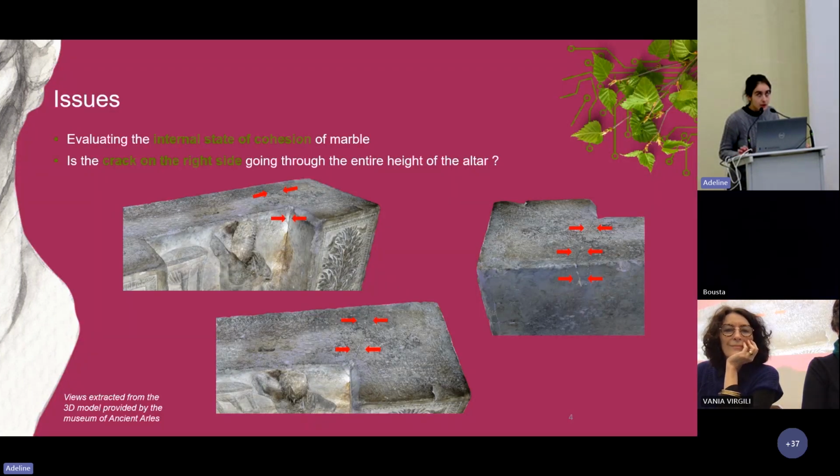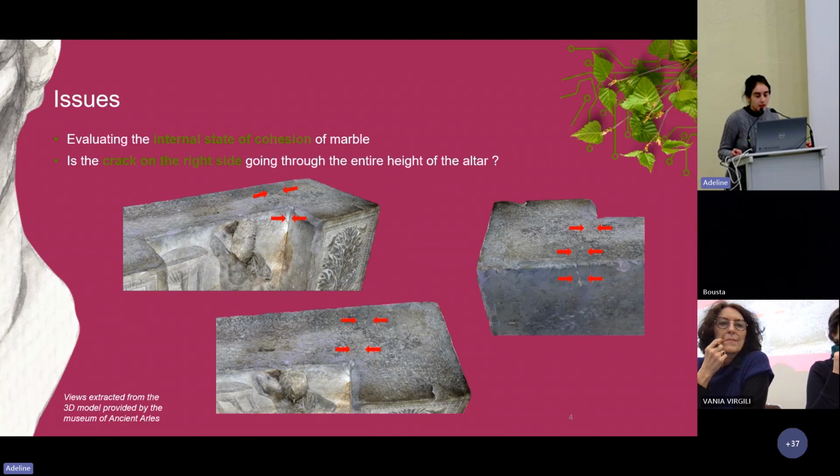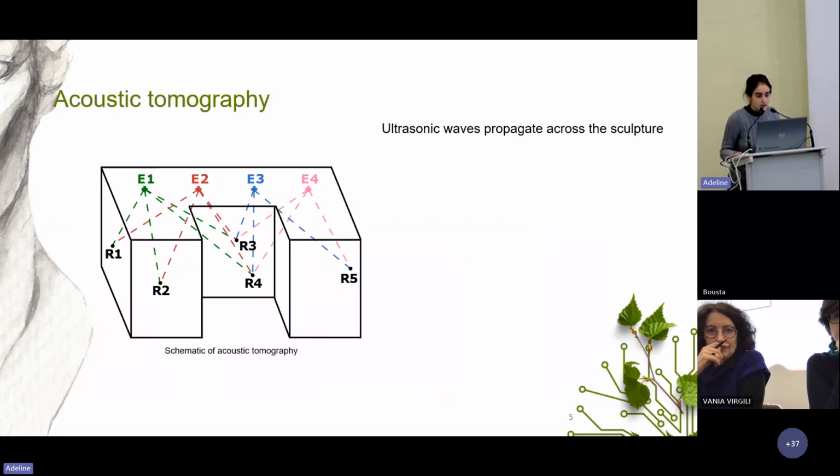The issue on this altar was first to evaluate the internal state of cohesion of the marble. And secondly, the museum had a more precise question about the crack on the right side of the altar. It wanted to know if this crack was going through the entire height of the altar, as for now they never move this object because they are not sure that it could bear it. To try to answer this question, we perform acoustic tomography on this object.